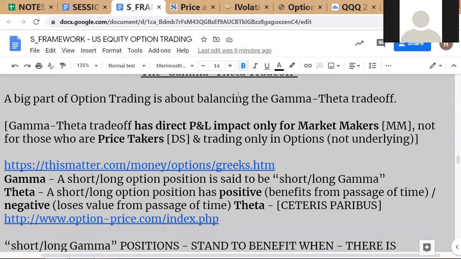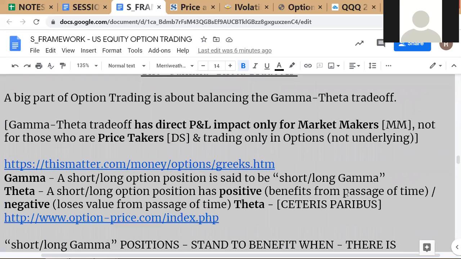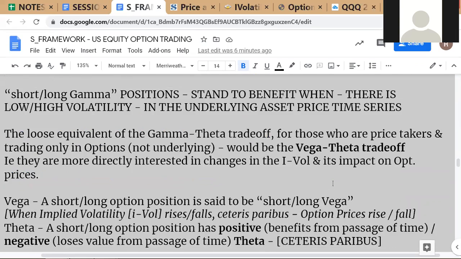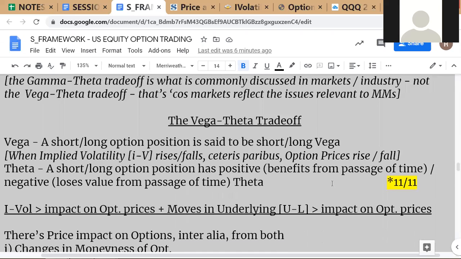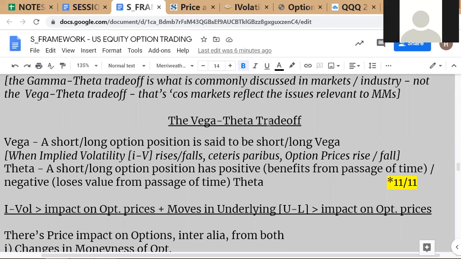Long options will have long gamma, but they'll have negative theta. So you have to balance that trade-off. And the vega theta trade-off is very similar to that. Okay. In fact, we'll just add one more point here. This is where we stopped, that the vega theta trade-off, it's the same thing. Trade-off means you try to do something and you have another kind of problem. Okay, so this is what a trade-off means.